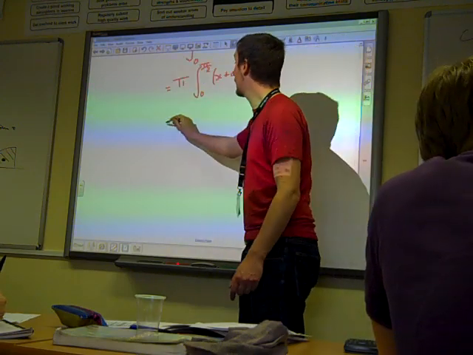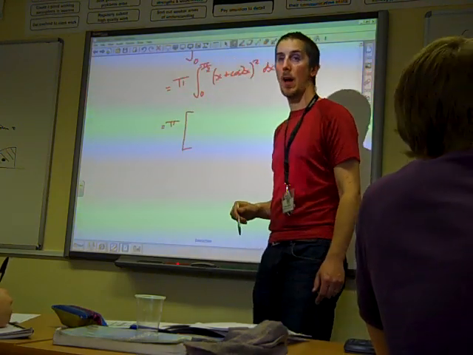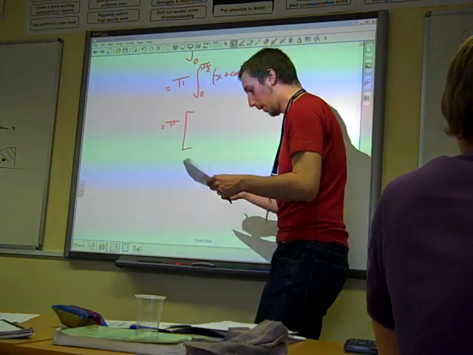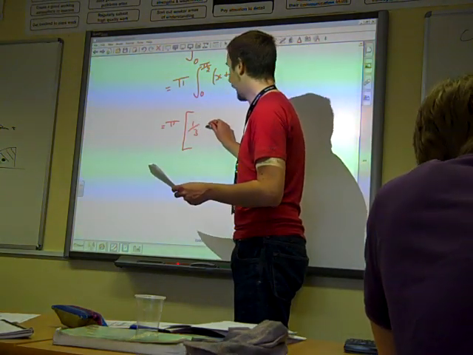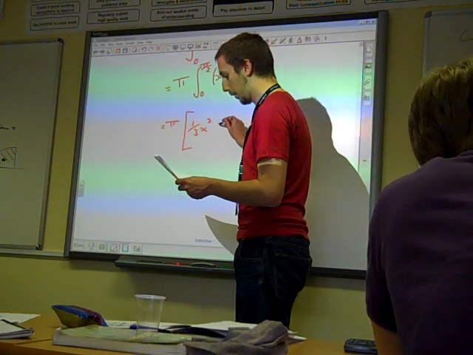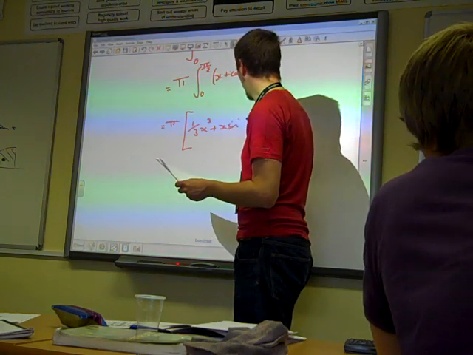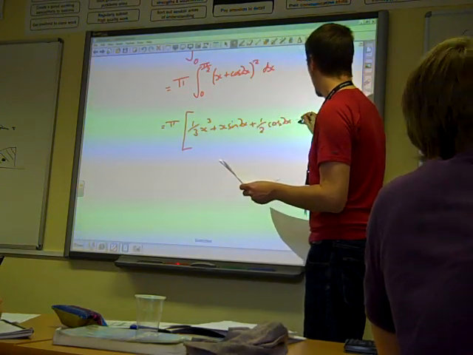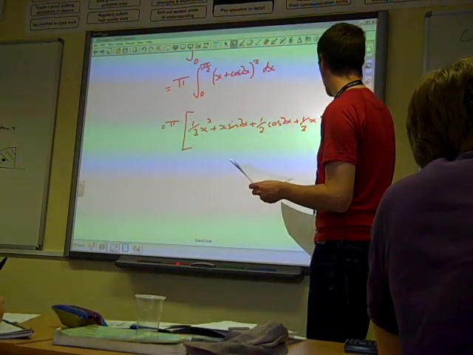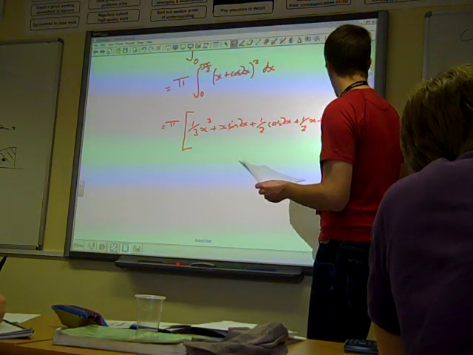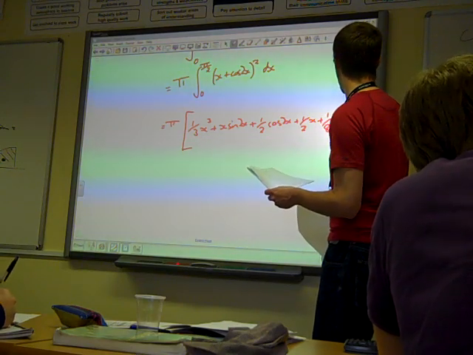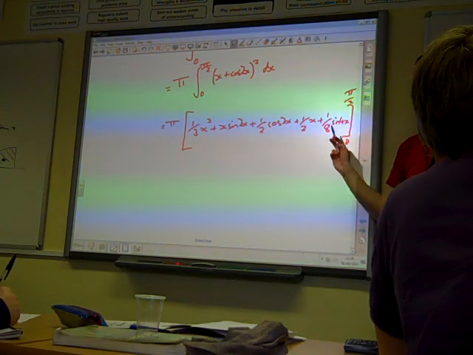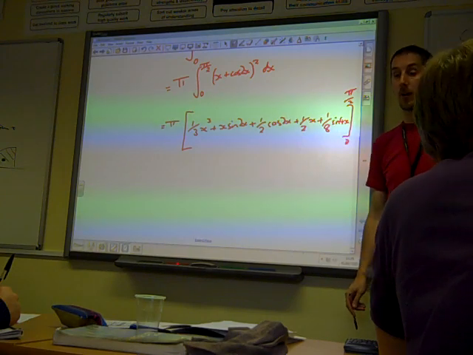We know that that is pi times, and it was a bit of a mess, 1/3 x cubed plus x sine 2x plus a half cos 2x plus a half x plus an eighth sine 4x, between 0 and pi by 2. Of course, we had plus c on the end of our answer, but we're not writing that now because we're between limits and you don't put plus c in when you're integrating between limits.